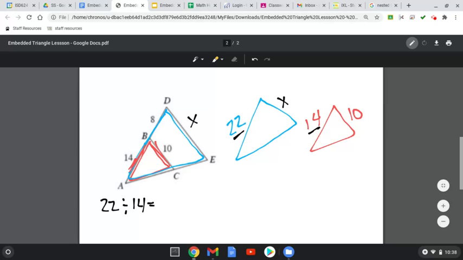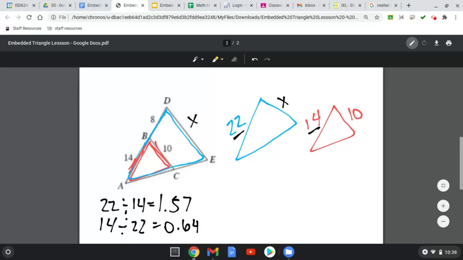Okay, so I type in my calculator, I get a really long decimal. I'm going to round to 2 decimal places. So that's 1.57. Okay, and I could also do the other way. So I could do 14 divided by 22. So 14 divided by 22, I got 0.636. I'm going to round that to 0.64. So for this homework, please round to 2 decimal places. It doesn't matter which scale factor you want to pick. We had to round both of them, so either one is fine.